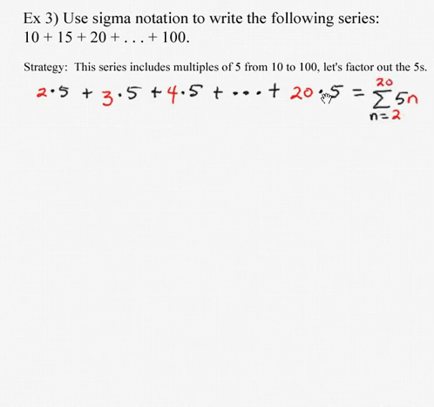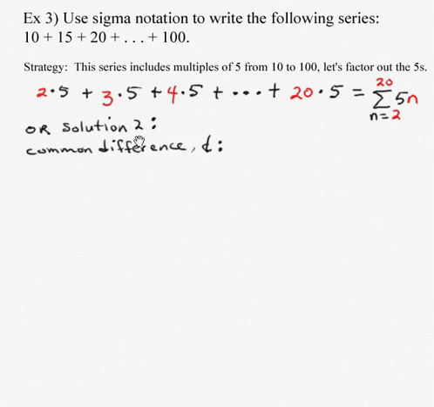One way we could write this in sigma notation or summation notation is to let n start with 2 and go through 20. So n doesn't always have to start at 1. It could start at 2, go through 20 in this case. And our formula is 5 times whatever n is. So 5 times 2, 5 times 3, 5 times 4, all the way through and including 5 times 20. That's one approach.